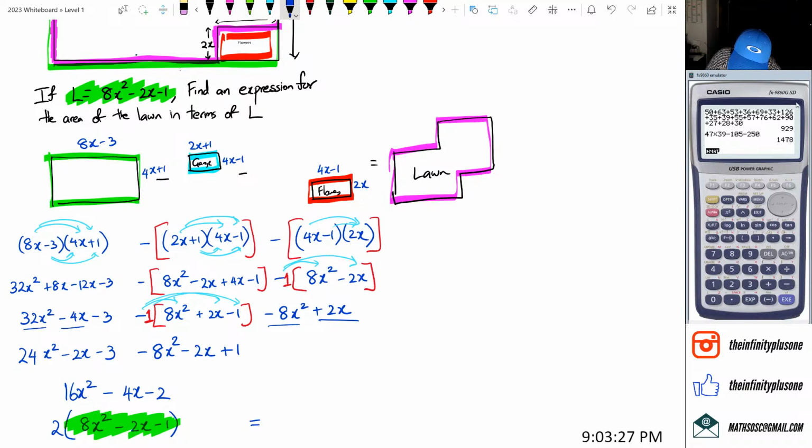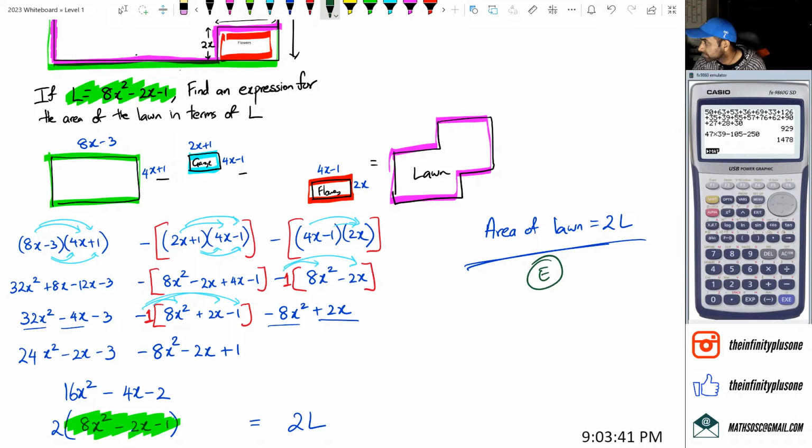And so I can just replace that with 2L. So area of lawn equals 2L. This question here is worth an excellence question. I'm just trying to see where 4L minus 32. Yeah, consistently. Anywhere up to this line here is going to get you a merit, and any pair of brackets that you've expanded correctly and simplified is going to get you an achieved for this question.